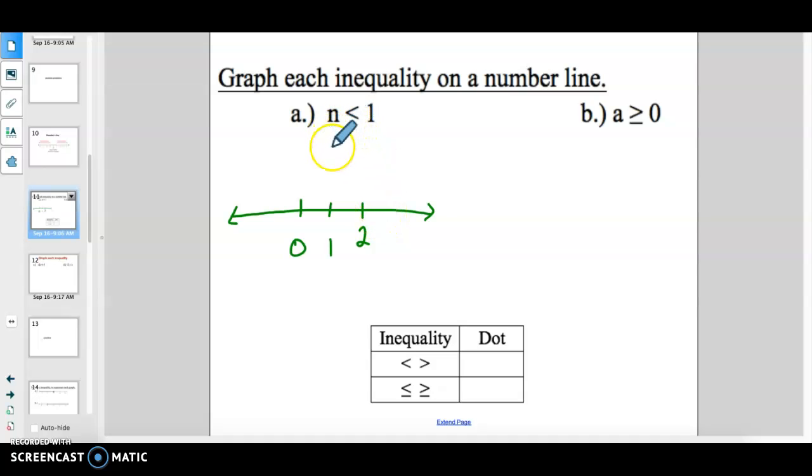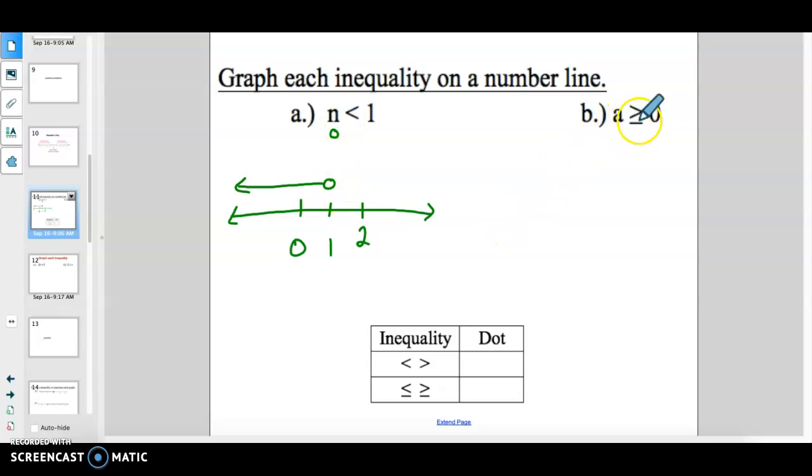If I plugged in 2 for this, that would not be true. But if I plugged in a 0, 0 is less than 1, which is true, so I want to graph towards 0. So I'm going to start at 1, and then graph numbers towards 0. Because it says less than 1 and not less than or equal to 1, 1 is not actually included. That's why I use this open dot instead of filling in the dot to include 1.